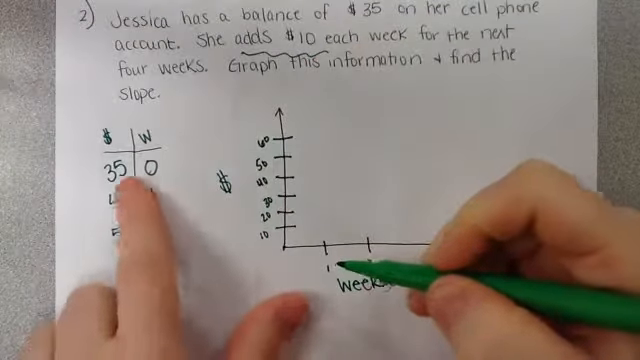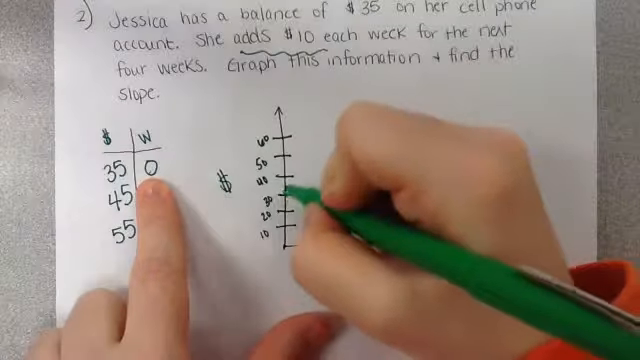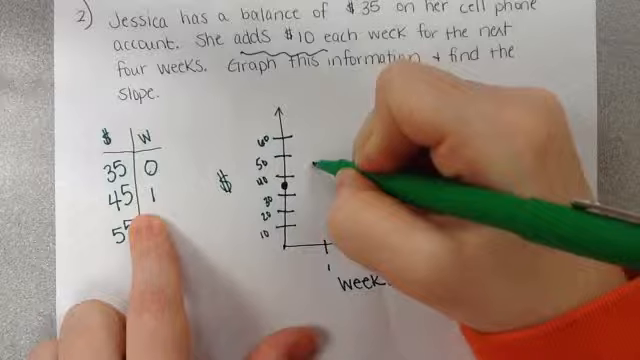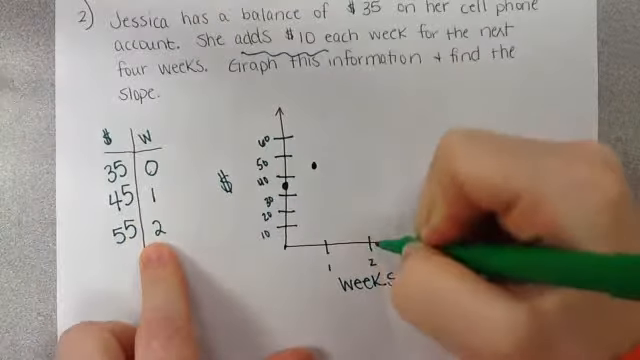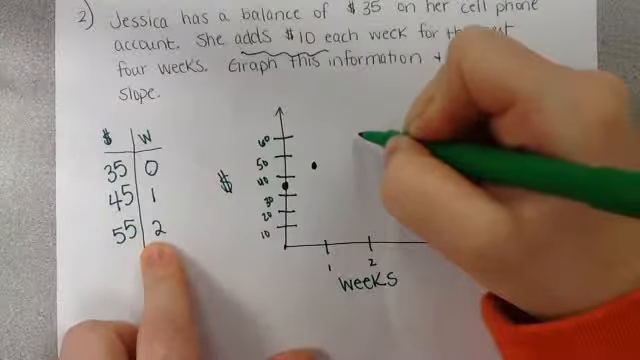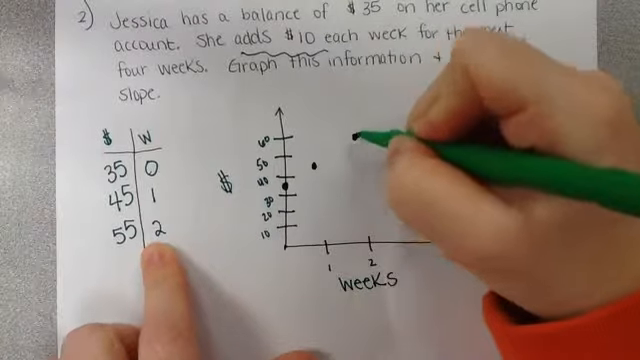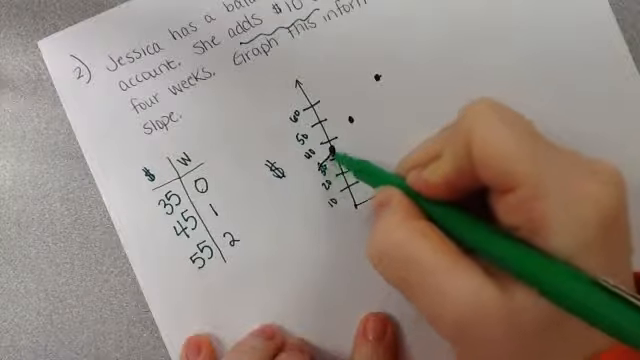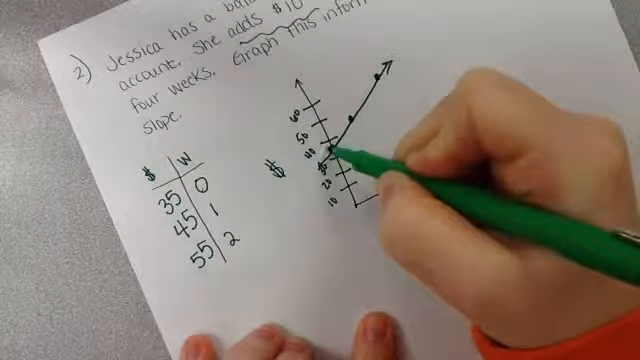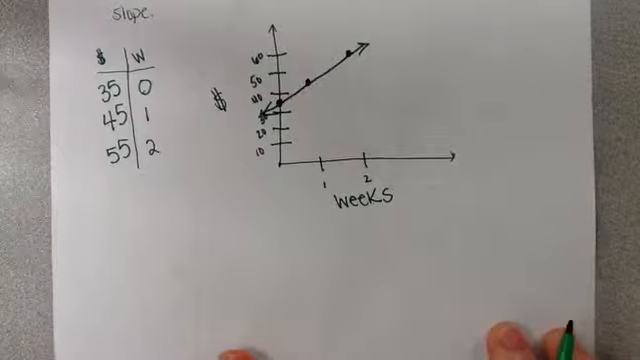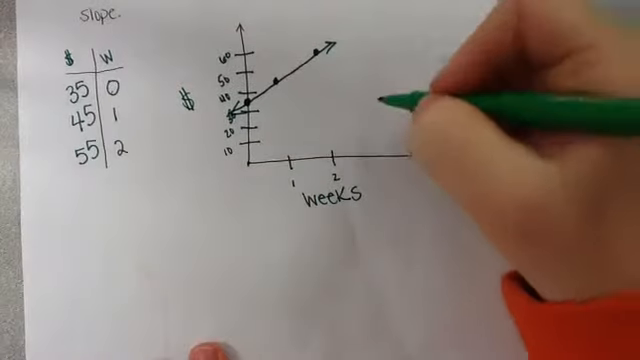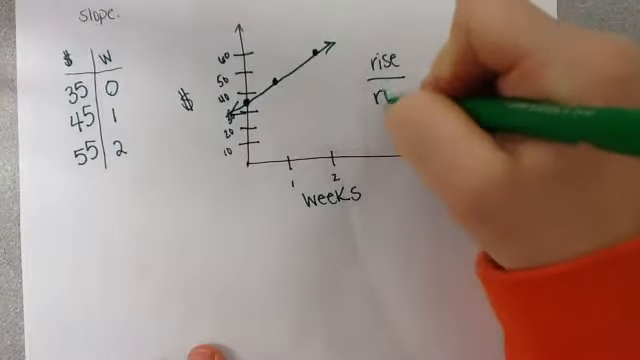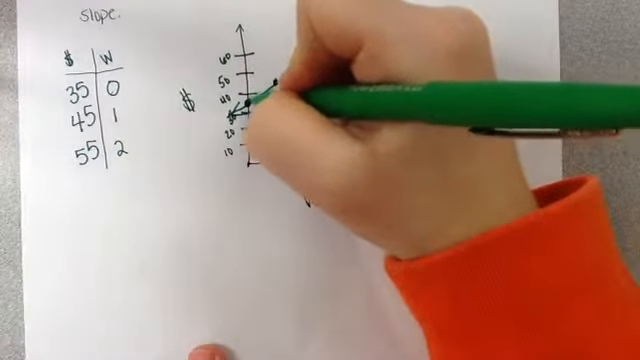Let's plot some information. At 0 weeks, how much money? $35. After 1 week, $45. After 2 weeks, $55. Graph this information. Let's find the slope. Slope, what is our saying? Rise over run. So how much do I rise to get to the next point?